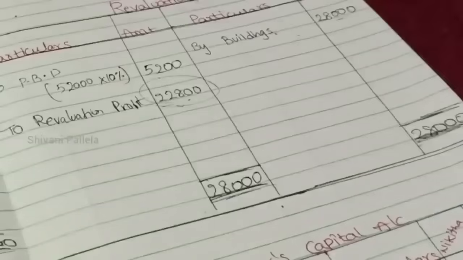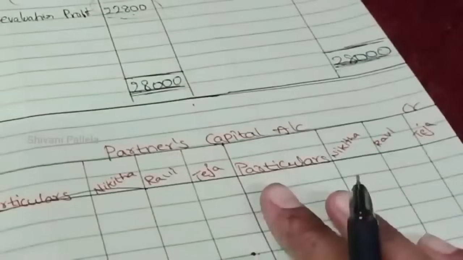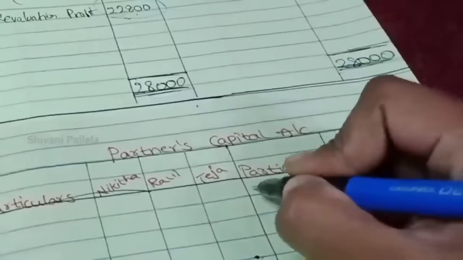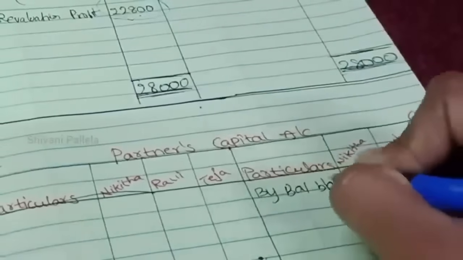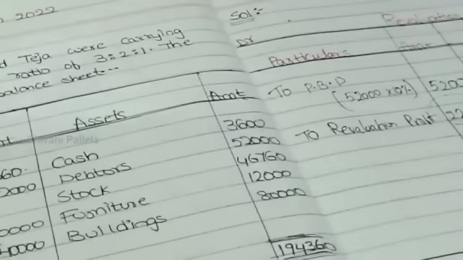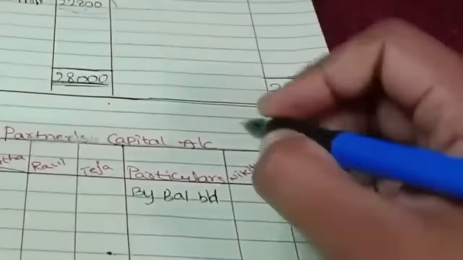It is the same thing you have learned before, nothing to worry about. Just one small adjustment will be there. So the answer is 22,800. Now we will do the partners' capital accounts. By balance brought down, the capital account amounts are 60,000, 40,000, 40,000. Here I am writing.